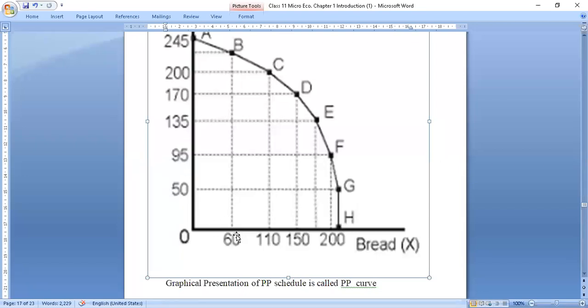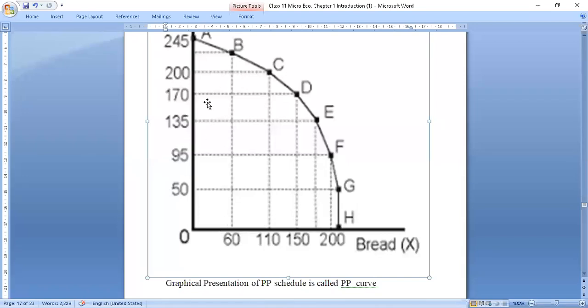For example, students, I have taken 60 units of bread and let us say 230 units of good Y in the table. Now we have to join the points. For 60 of this good, the line is to be drawn just in front of 230. In this way you will make two lines, one vertical and one horizontal. Then you have to mark the point where these lines join. So I have made this point.